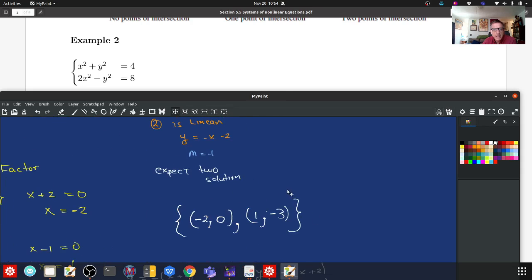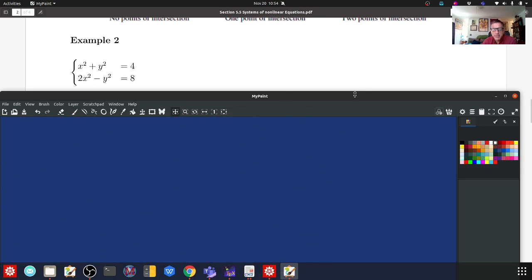So really, this example is quite a bit different, right? We have both variables are degree 2 variables. So our system is given by equation 1, x squared plus y squared is equal to 4, and 2x squared minus y squared is equal to 8.